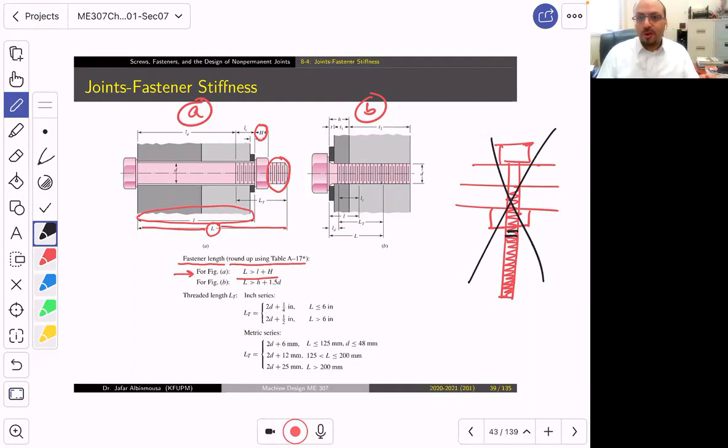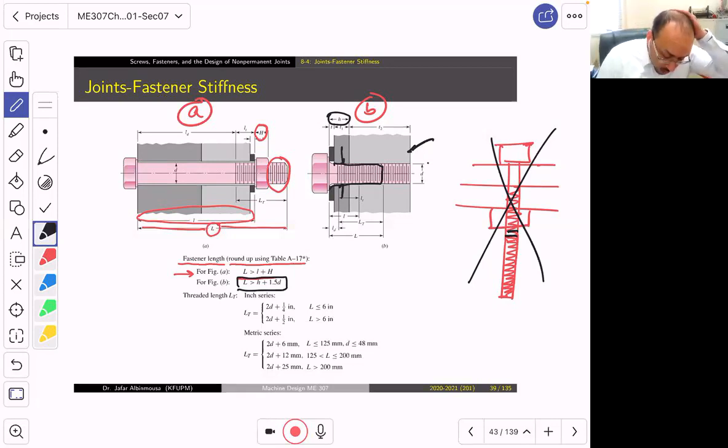Now, how much that length is depends on the pitch size, right? So we'll talk about it later. For figure B, L capital is H, small h, plus 1.5D, which is 1.5 the diameter of the bolt. Why? The bolt might end here, guys. It doesn't have to go all the way to the end. You have a thread, but it doesn't have to. You understand? This part could be threaded, but the bolt has to be of that size, 1.5 the diameter.